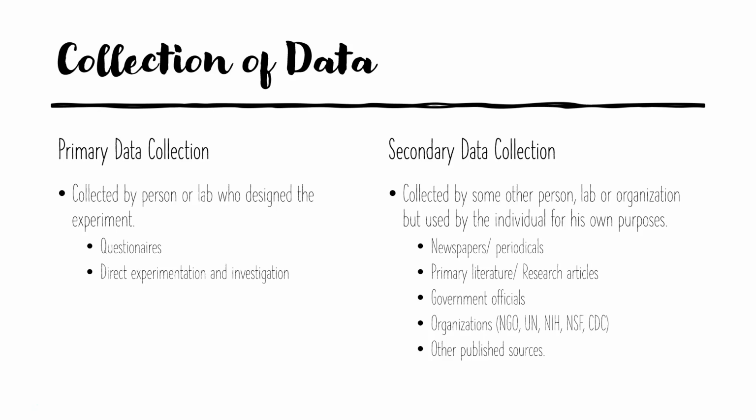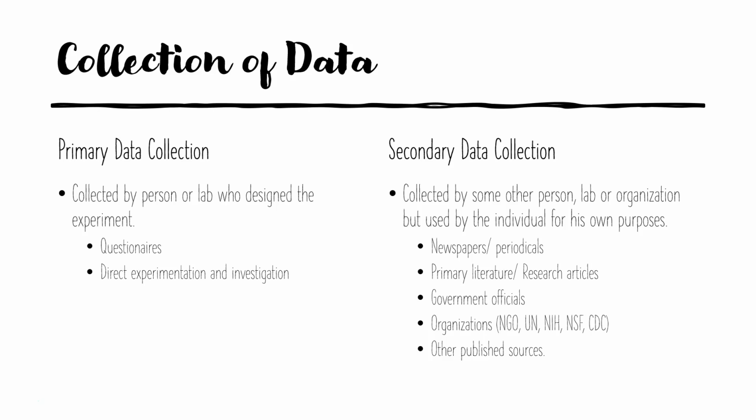Now, when we are collecting data, there are various types of data that can be collected. One type of data is what we call primary data collection. This type of data is going to be collected by a person or a lab which has designed the experiment. It could be in the form of questionnaires that are answered by people or participants of that research, or it could be through direct experimentation and investigation. So actual wet lab work that we do inside a lab setting.